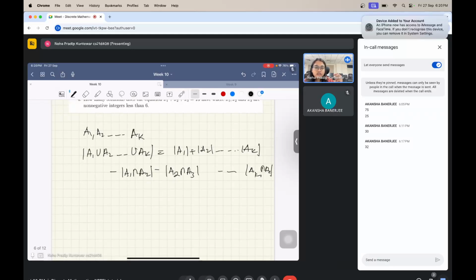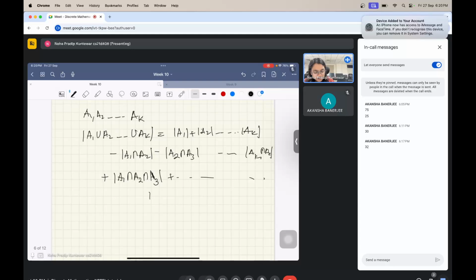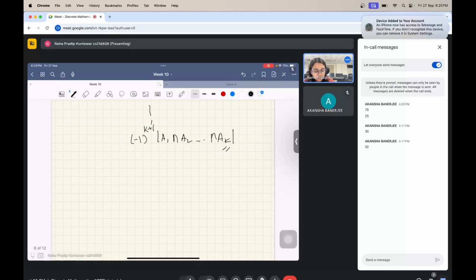Then in this process, you have undercounted the triple intersection. So now you add these ones, and you keep on doing that. Finally there will be one element which will be the intersection of all the sets, and whether you add it or not depends on the value of k. If k is odd, then you will end up adding it, and if k is even, then you will end up subtracting it.